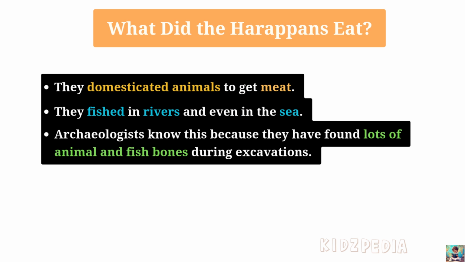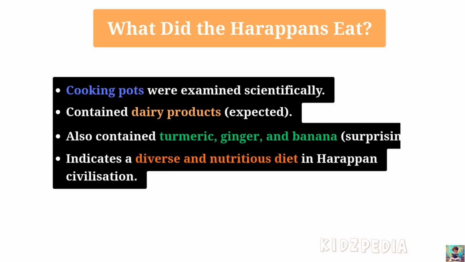Archaeologists know this because they have found lots of animal and fish bones during excavations. When archaeologists studied Harappan cooking pots to see what people ate, they found expected things like dairy products. They also found surprising items like turmeric, ginger and banana. This shows that Harappans had a diverse diet and used spices and fruits in their cooking.